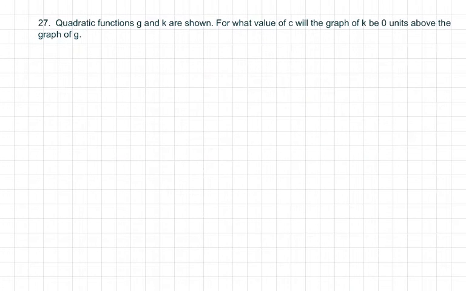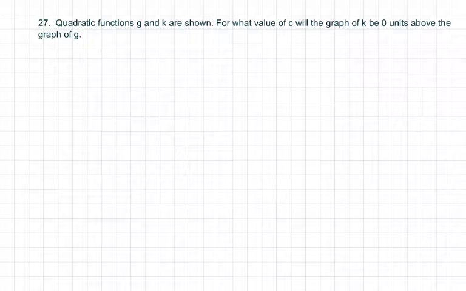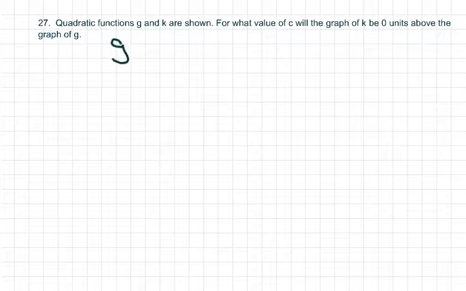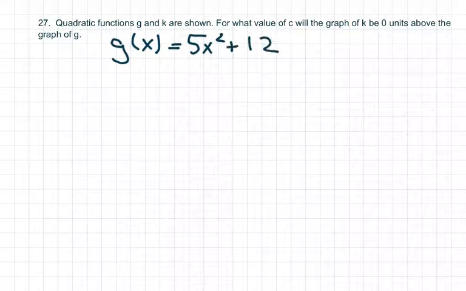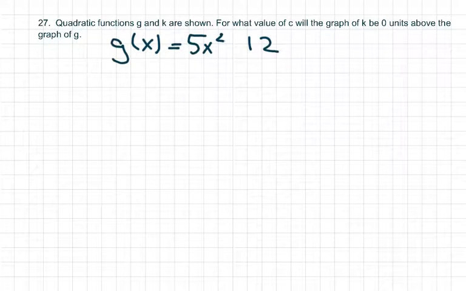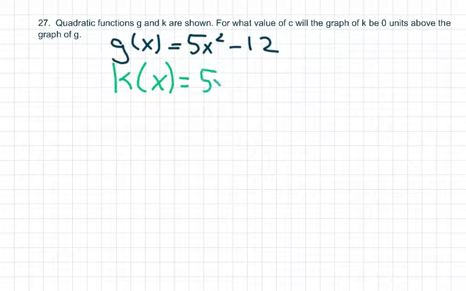Next one. All right, so this one I'm going to have to write down. Here are the two quadratic functions. We have g of x equals 5x squared minus 12, sorry, and then we have k of x equals 5x squared plus c.